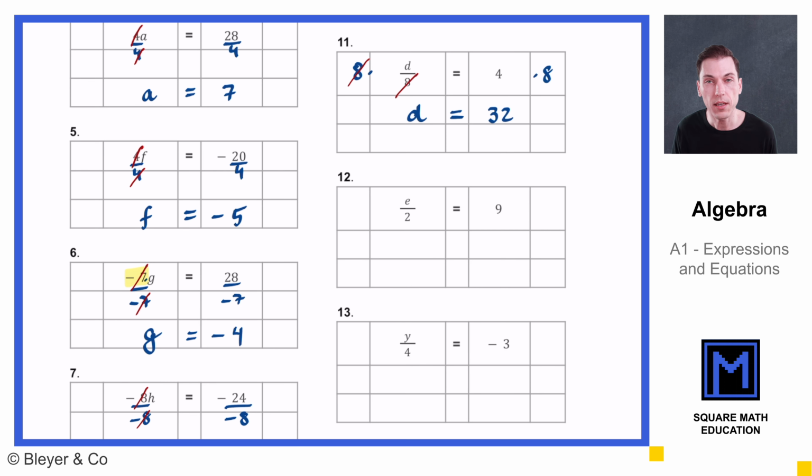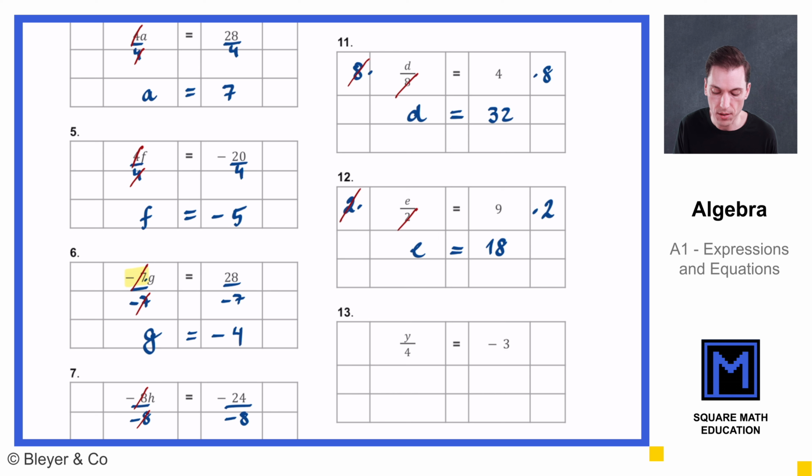Next, e over 2 equals 9. So let's multiply both sides by 2. 2 and the other 2 cross out. We have e equals 9 times 2, 18. And that is my answer.